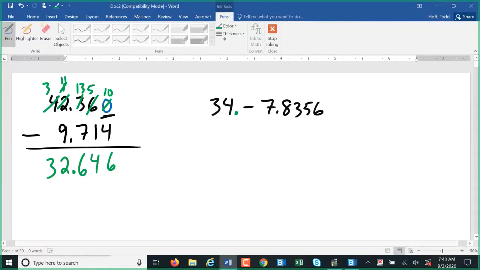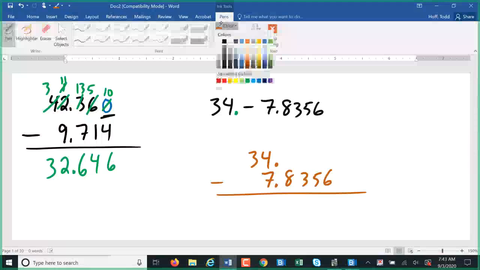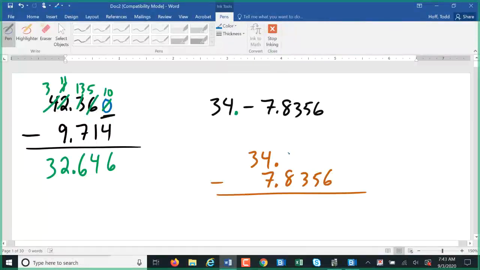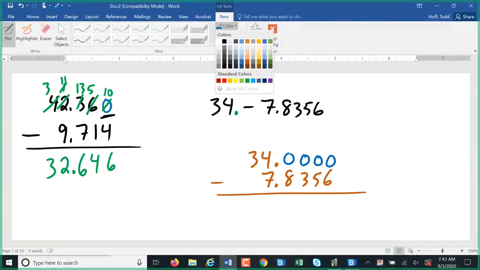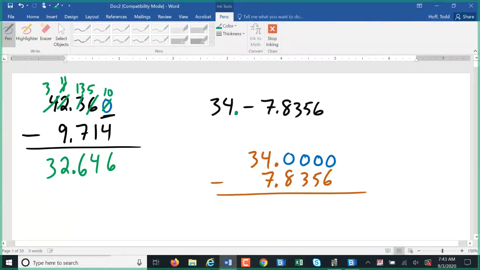So when we go to line this up, I have to put that decimal in at the end of the 34, so I have something to line up with. Then I have the 7.8356. And of course, I do have to put in those zeros. There's going to be 4 place values that I fill with zeros here. Now, when I go to subtract, 0 minus 6 can't be done, so I need to borrow.